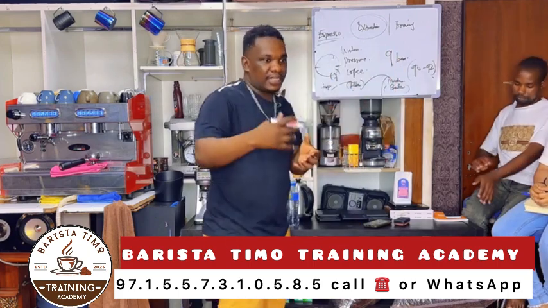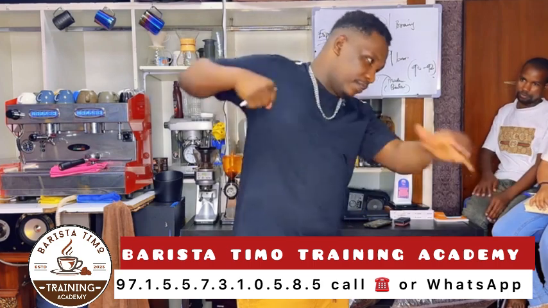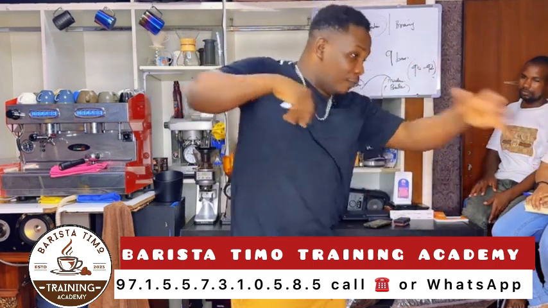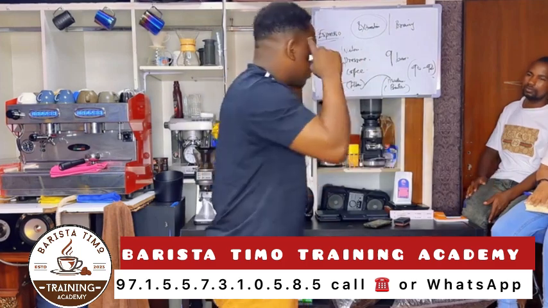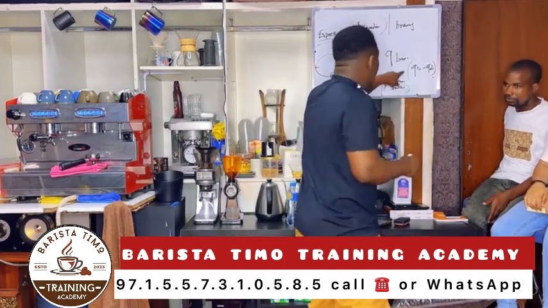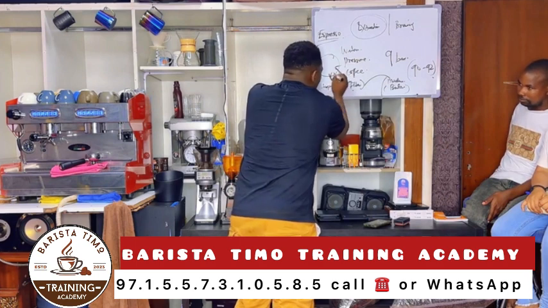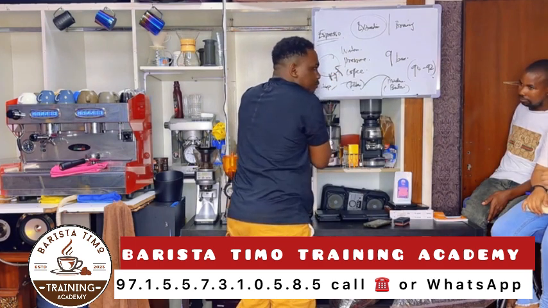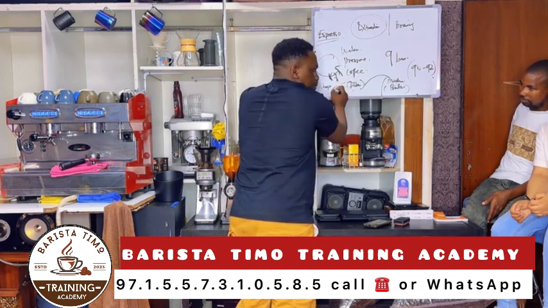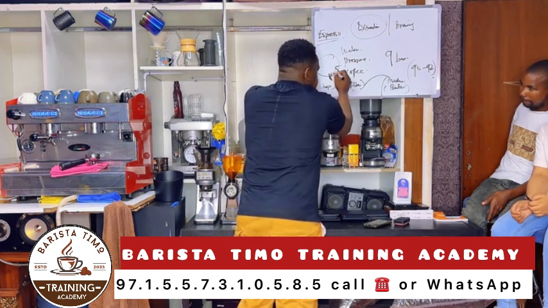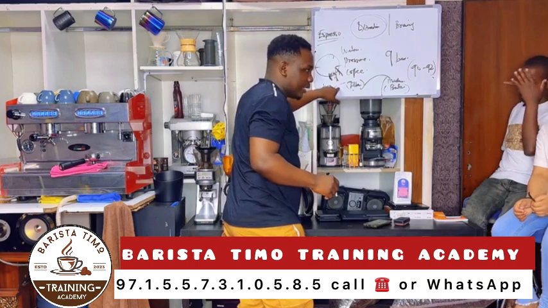Bar means a certain measure of force. This is 1, 2, 3, 4. The more force, the higher the bar. There is a zone close to 9 and a little bit far from 9. This is the 9 bar zone. It's marked red. This is the zone where espresso extraction must take place.